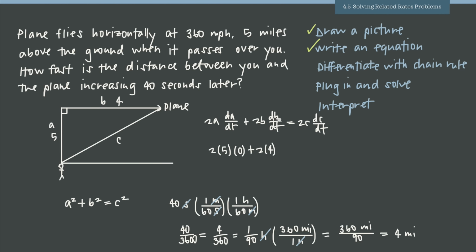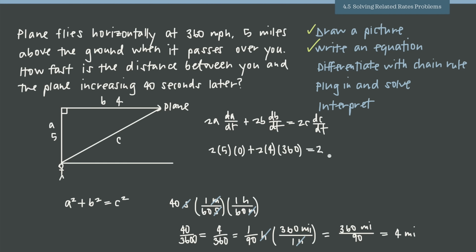We know the rate of change of b is 360 because the plane's traveling at 360 miles per hour. So the length of b is increasing by 360 miles every hour. So that's a positive 360 because that distance b is increasing.